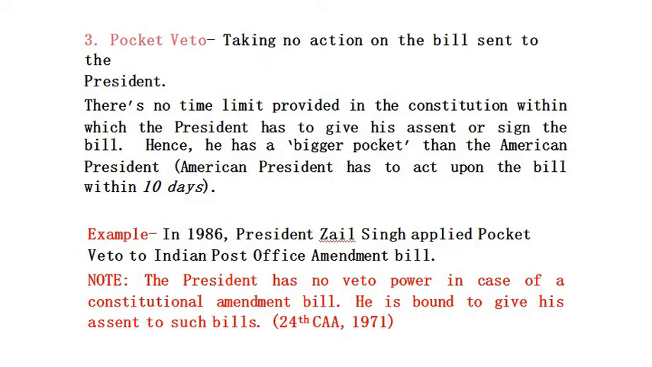Note, the President has no veto power in case of the Constitution Amendment Bill. He is bound to give his assent to such a bill, under the 24th Constitutional Amendment Act 1971. That means for any other type of bill, he can use the pocket veto, but for the Constitution Amendment Bill, the President has to give his assent.